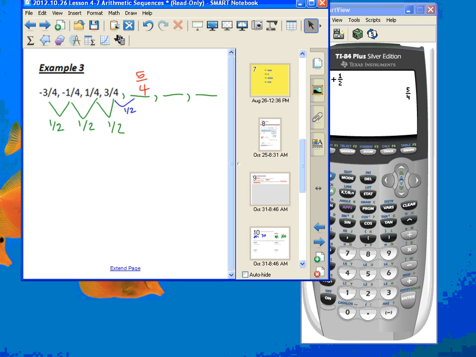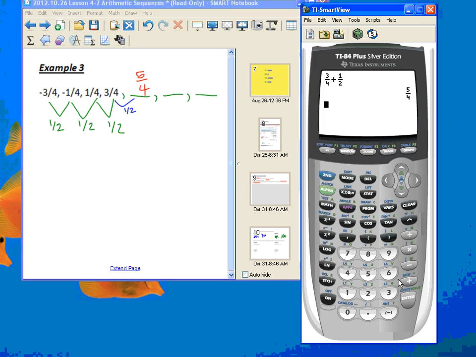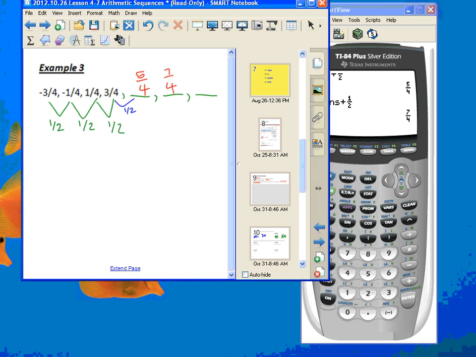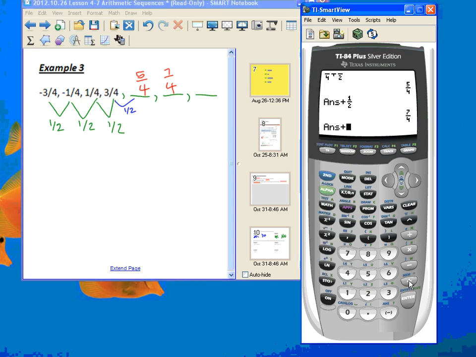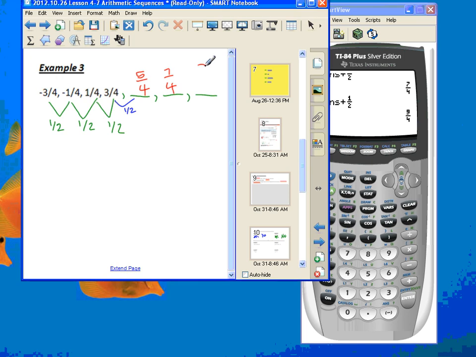And then we would add 1/2 again to get the next one. So the next term is 7/4. And then we add 1/2 again to get the last term, which is 9/4. Okay?